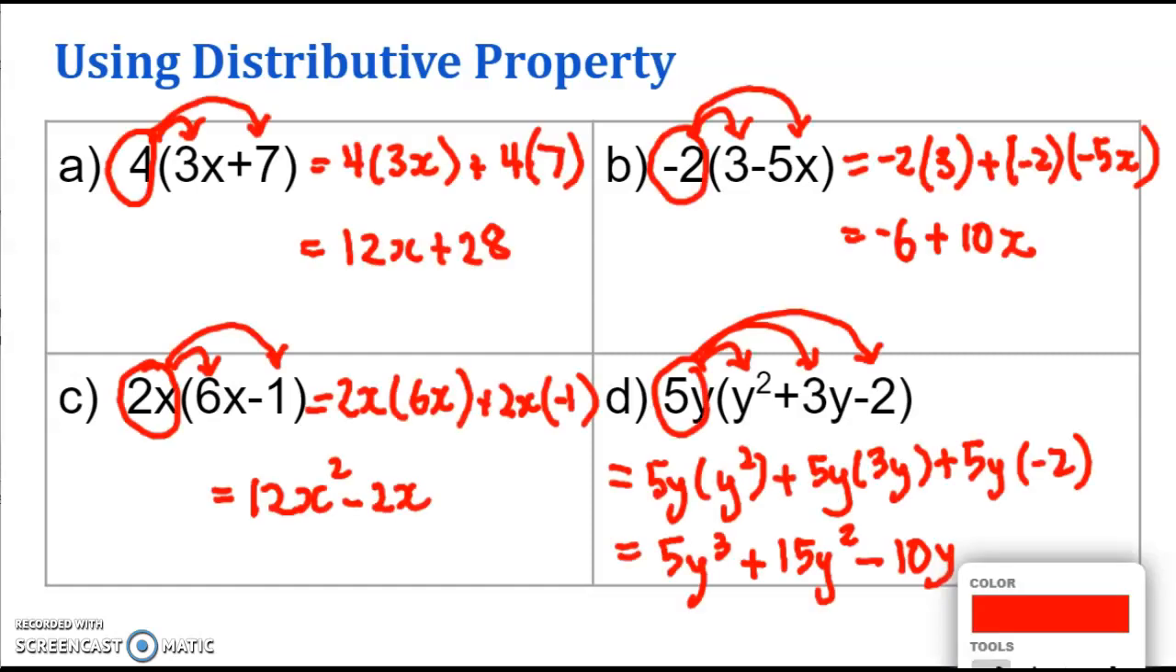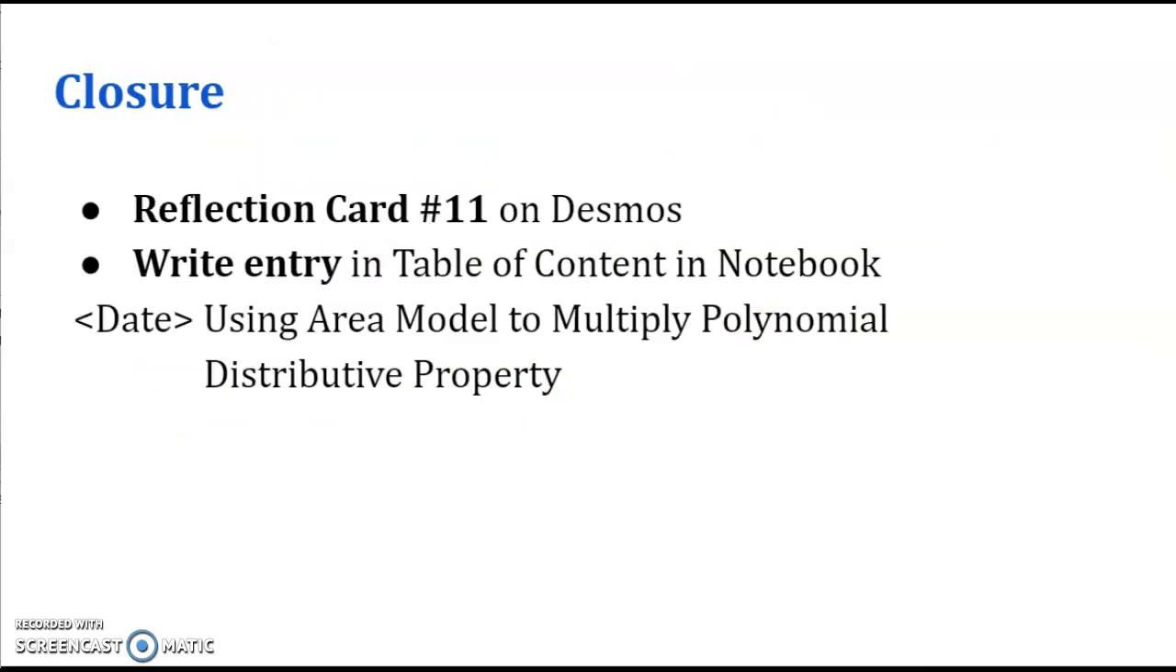Okay, so then I got you to do these problems as practice. So please pause the video and have a look at my answers. And then lastly, you filled in the reflection card on number 11 of the decimals, and then you wrote the entry for the table of contents in your notebook: today's date and using area model to multiply polynomials and distributive property. That's it.